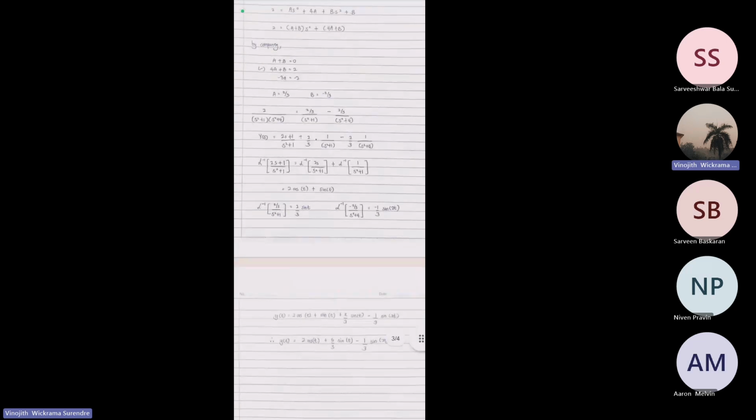Once you solve everything, your final answer will be y(t) equals 2 cos t plus 5 over 3 sin t minus 1 over 3 sin 2t. And that's how you solve this question.